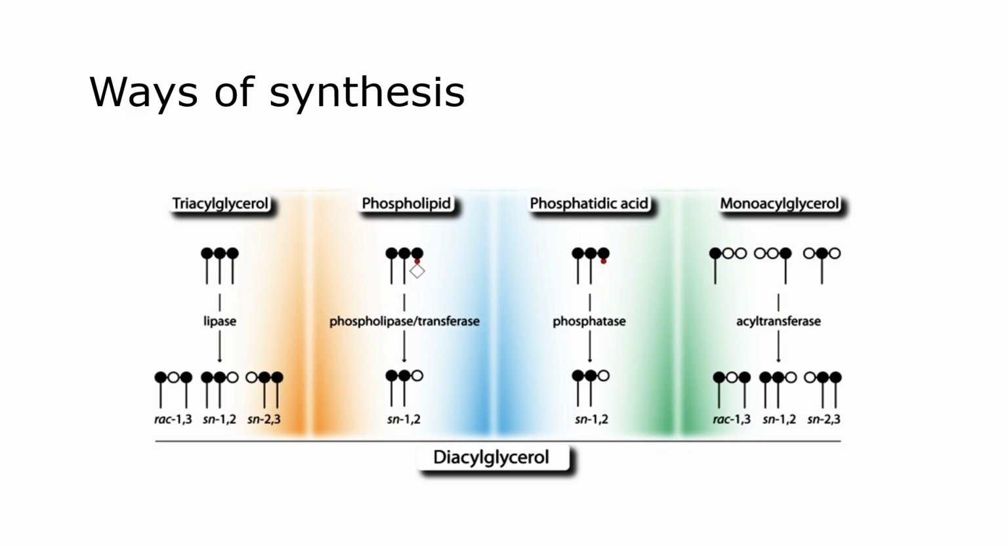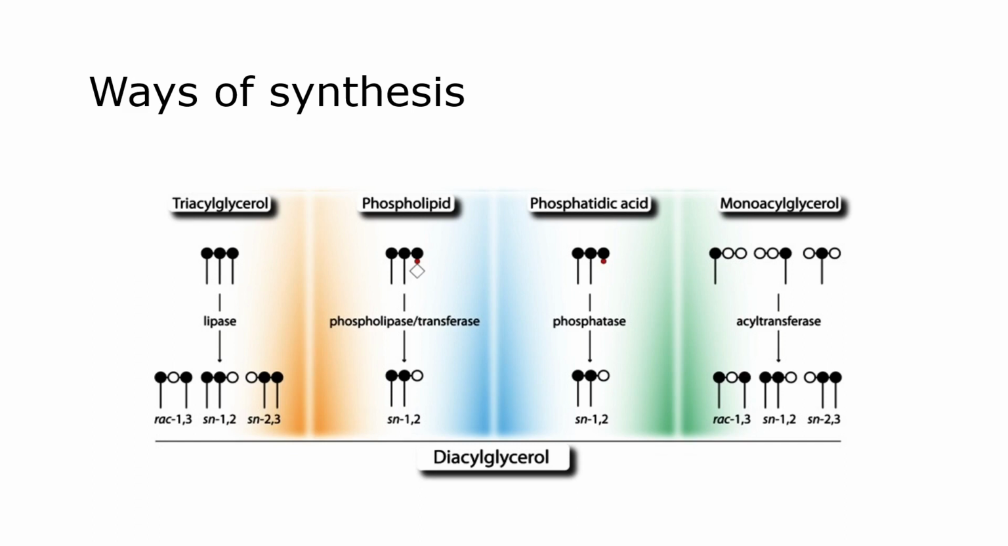And the main reaction, which will interest us in the next slides, is the third reaction, which is catalyzed by phosphatase, and we get the SN12 isomer from phosphatidic acid. It is the main reaction. It is the key signaling way of diacylglycerol.